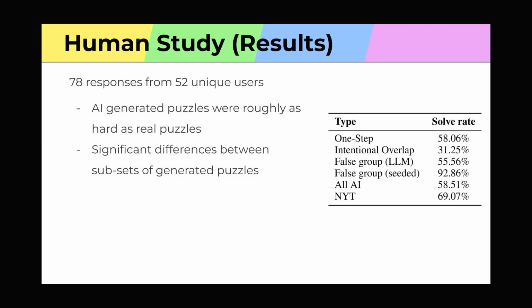But we see that there's significant differences in solve rate between these subsets or recipes we use to generate puzzles. You can see that intentional overlap puzzles are only being solved 31% of the time, while the false group with the New York Times groups are being solved 92% of the time.